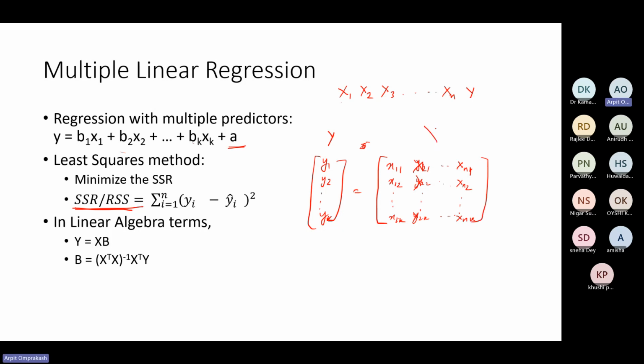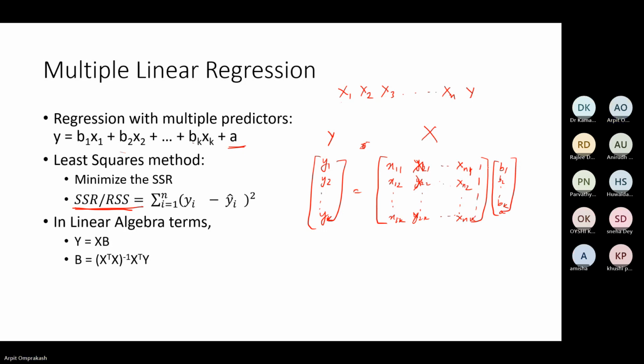So we have this matrix, which is our X matrix, and we have another matrix, which is basically b1, b2 till bk, and then a, our intercept. And the X matrix again has a column of ones at the end. So this will be our B matrix now. This is how it turns out to be in multiple linear regression if we do it in linear algebra terms. So here again, the solution that we get is basically the inverse of x transpose x, multiplied by x transpose y.